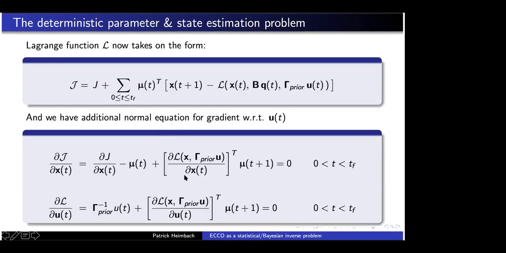The set of normal equations now changes in the sense that not only do you have this equation, which we had in the previous example I showed earlier, but we also have a normal equation when you take the derivative of the Lagrangian with respect to these uncertain controls, which could be time-varying surface boundary conditions or model parameters. This adjoint model will simultaneously compute all of those gradients as well. So it's an extremely powerful and efficient method to compute these high-dimensional gradients.